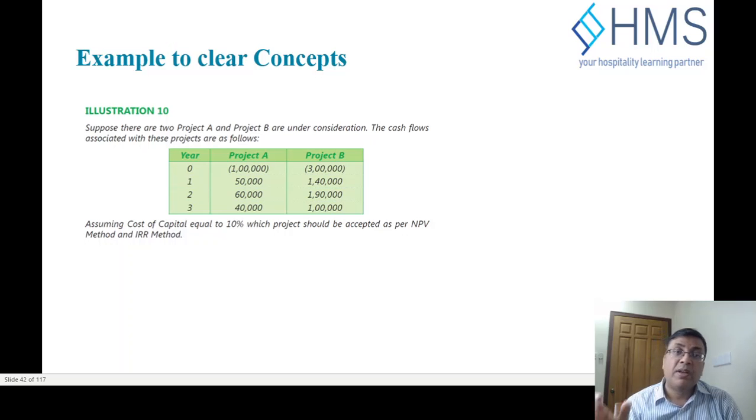Let me give you one more example, and this is a solved example. You will be able to see two different projects here. One has an initial investment of 100,000, with returns of 50,000, 60,000, and 40,000. Project B has an initial investment of 300,000, and then returns of 140,000, 190,000, 100,000. If our cost of capital is 10%, what would be the project NPV and IRR?